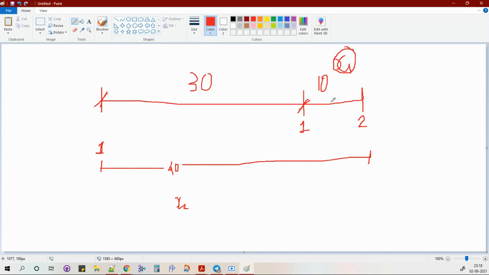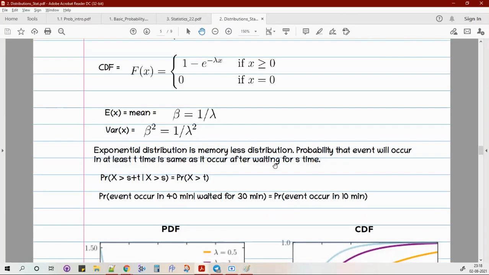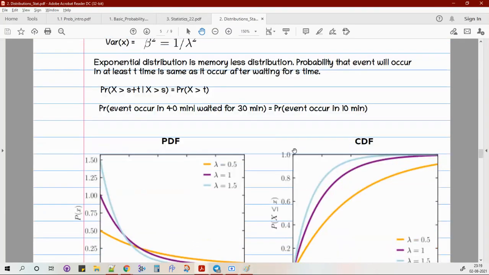So this will decrease one by one, the probability of getting a phone call in 10, 9, 8, 7 minutes, like that. So the probability of 10 is equal to the probability of 40, given that there is no phone call between those 30 minutes. Correct. That's nothing but the memoryless property of the exponential distribution.